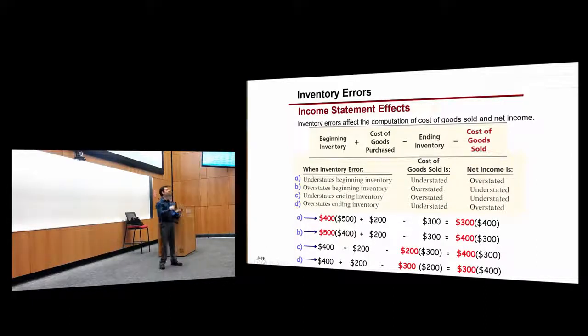So if you count it on December 31st and you overstate your ending inventory on December 31st, 2014, your beginning inventory in 2015 will also be overstated. The error will be carried over to the next period. Okay? And this is what happens when you have the beginning inventory understated, so you're saying that, okay, I have less beginning inventory.